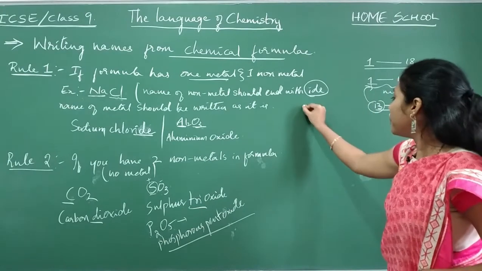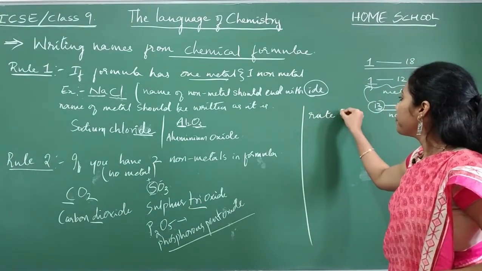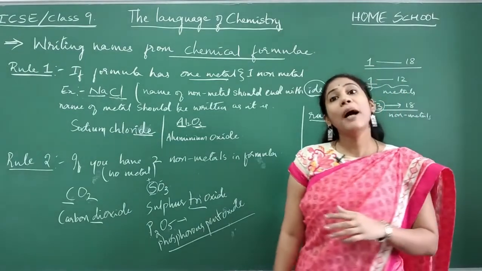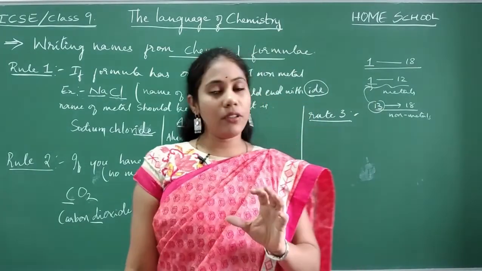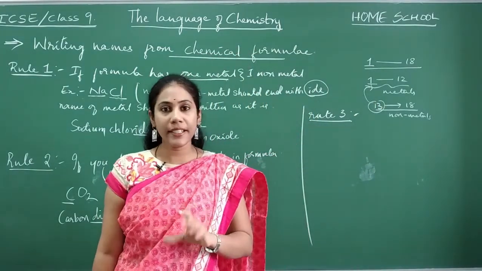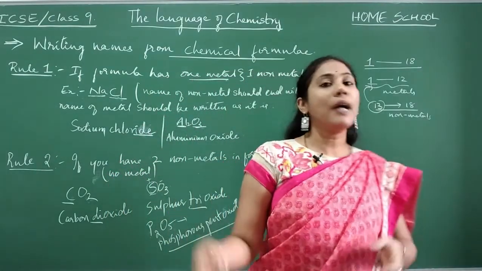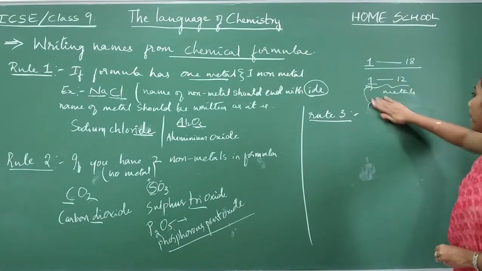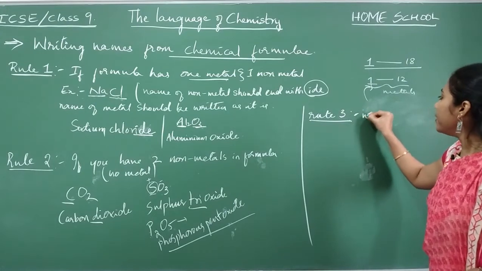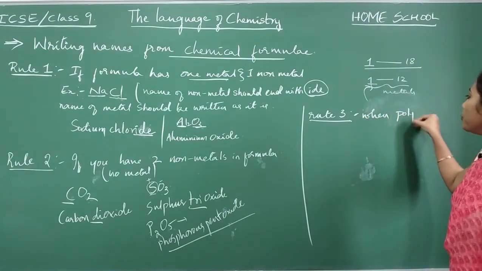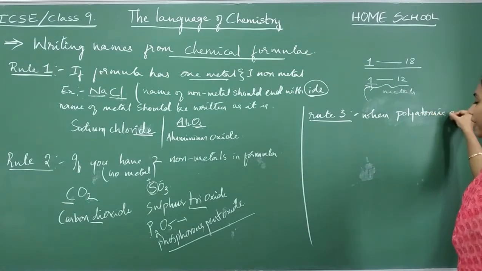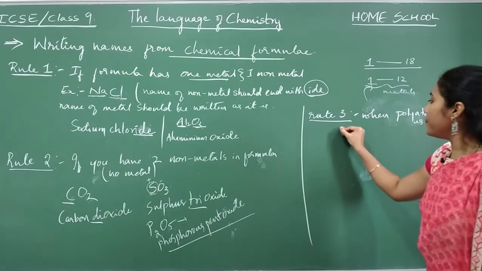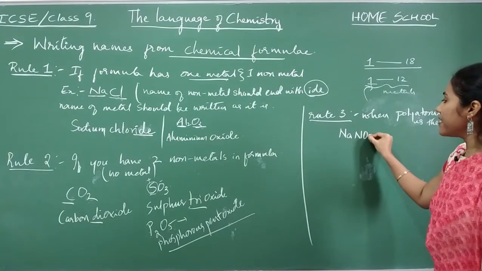And coming to the third point, rule number 3. Rule number 3, guys. When you have a polyatomic group, you all have an idea about a polyatomic group, isn't it? So when you have a polyatomic group, how to name a compound? The third rule is about polyatomic groups. When a polyatomic group is there, then what you will do, say for example NaNO3 is there.